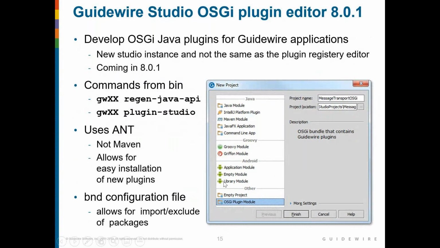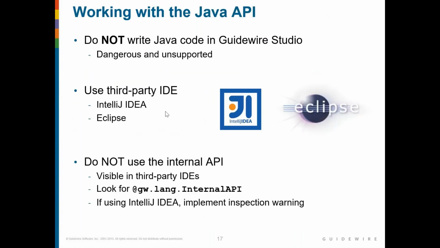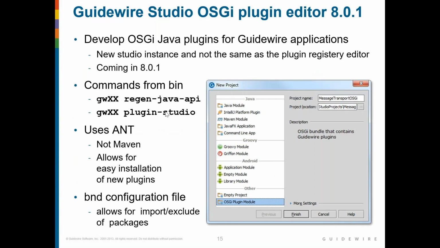The Ant and all this will be there by default, right? They will be installing. You will use these commands: regen Java API, plugin studio for regenerating your web services and the studio plugins, right? So this is how the command line commands work. But this all happens behind the screen, right? OSGI is inbuilt, right? This is a Guidewire provided plugin.